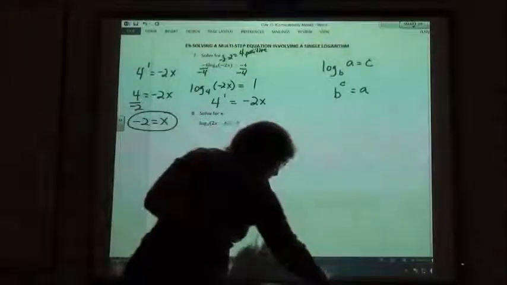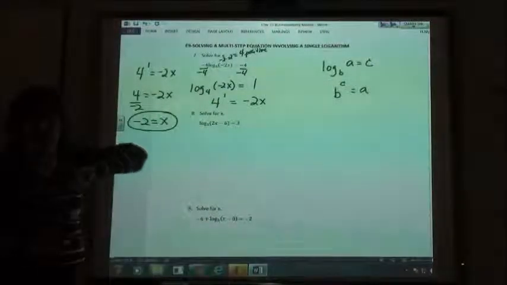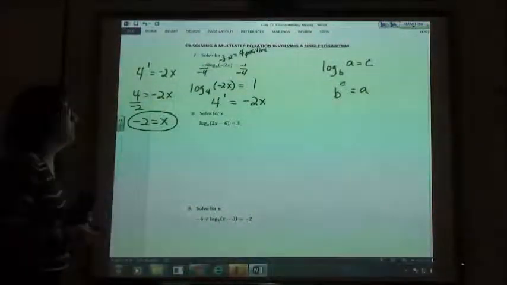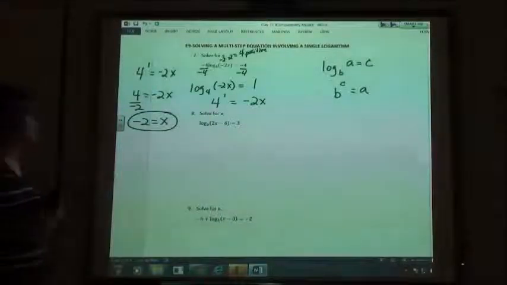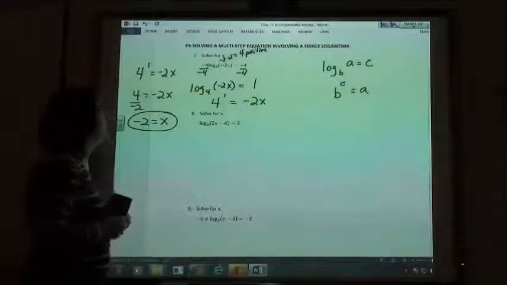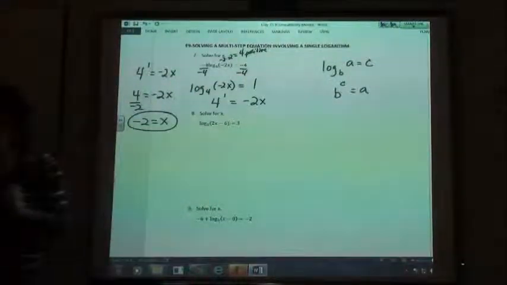Number 8. Now number 8 doesn't have that number in front, so we don't have to worry about that first step, right? We're just going to go ahead and do the rearranging. So if we do the rearranging, how is that going to rearrange? We're not going to divide by anything because there's nothing in front of our logarithm.